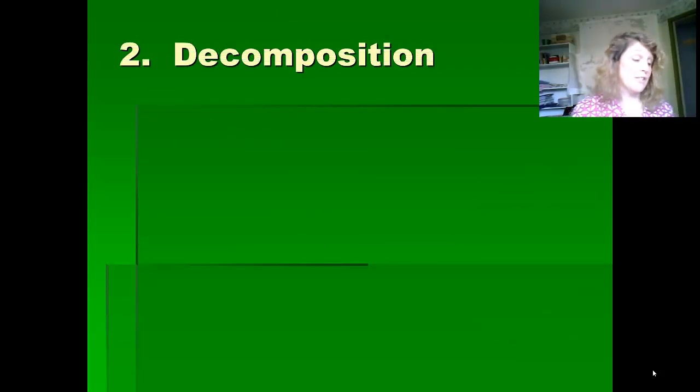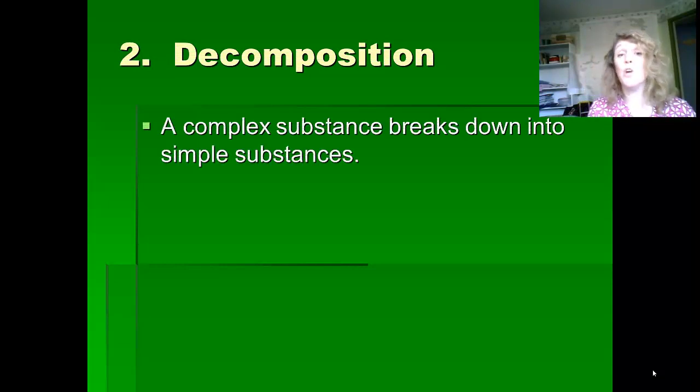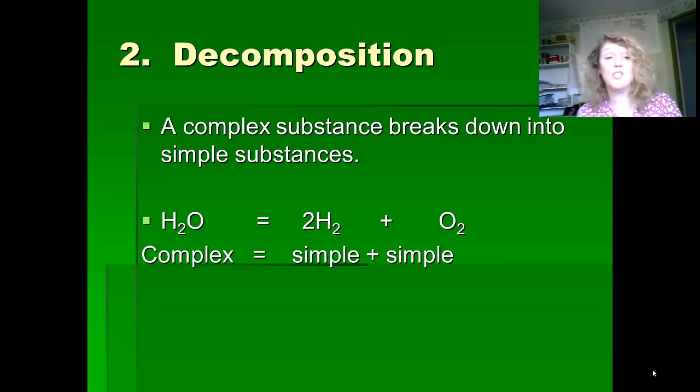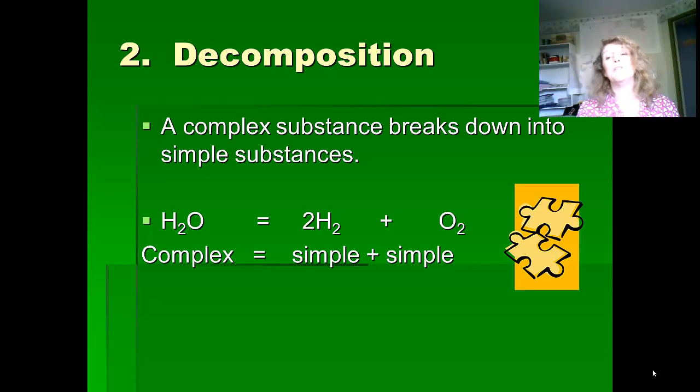Another one is called decomposition, when you start with a complex substance and you break it down into simple substances. For example, breaking down water into hydrogen and oxygen. That's a complex substance broken down into two simple substances. That's called decomposition. Not to be confused with body parts, which is also decomposition. Okay. Oh, look, we took the puzzle pieces apart.